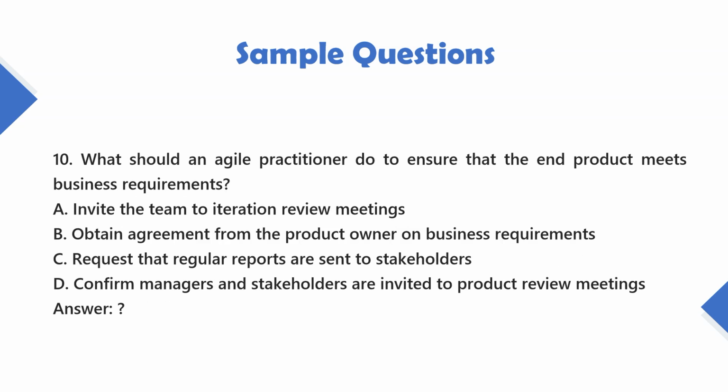10. What should an Agile practitioner do to ensure that the end product meets business requirements? A. Invite the team to iteration review meetings. B. Obtain agreement from the product owner on business requirements. C. Request that regular reports are sent to stakeholders. D. Confirm managers and stakeholders are invited to product review meetings.